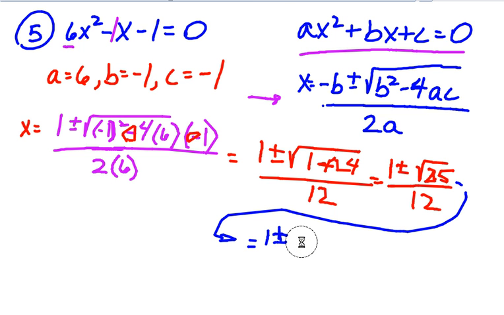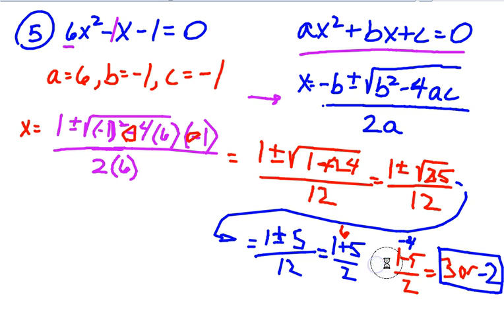1 plus or minus 5 all over 12. Now, remember we talked about in class that the reason we have the plus or minus is because the square root of 25 is not only +5, but it's also -5. So, we actually have 2 answers. We're going to have 1 plus 5. Let me erase this because I messed this up. Let me fix this.